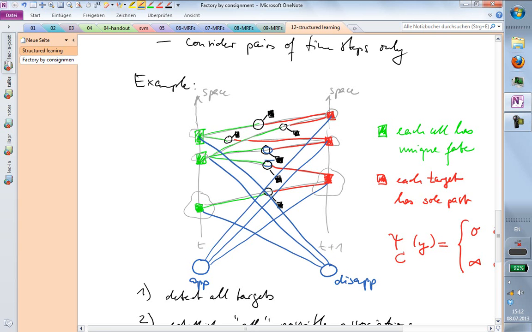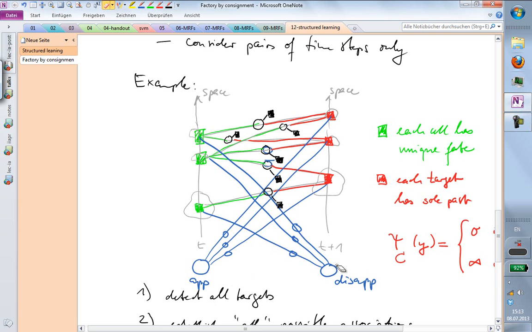And one can then introduce additional random variables here and still use the same constraints that I had previously formulated, except that for these new nodes, one would not require that each target has a unique fate, because there could be multiple appearances in principle, or there could be multiple disappearances. So I would not introduce higher order factors for these new appearances.